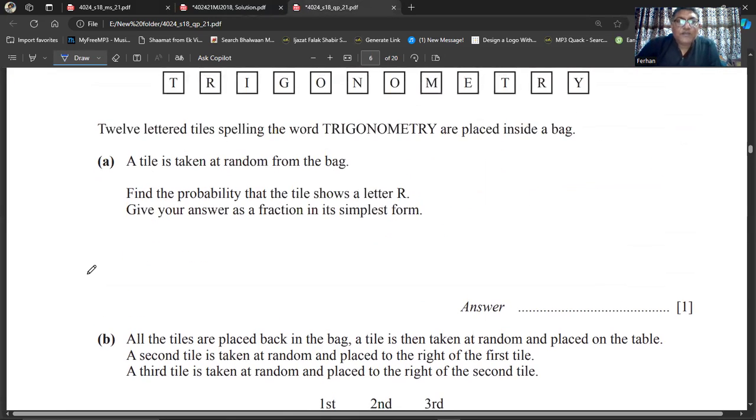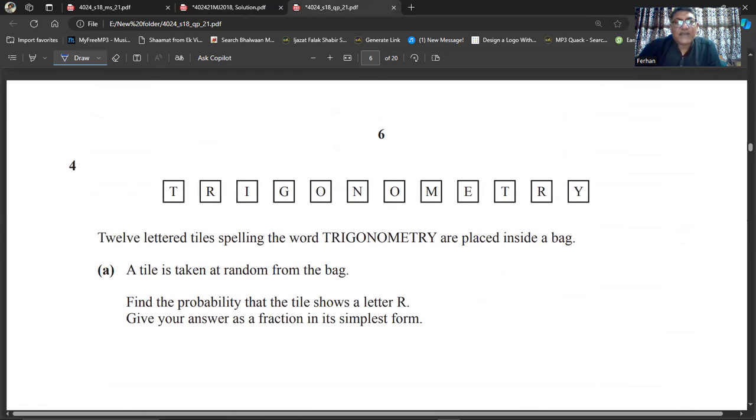Okay, so very simple. The G is how many times? 1 time, so it will be 1 by 12. E is how many times? 1 time, so it will be 1 by 11 because the G is already out. Now the G and E both are out, so the total will become 10. And then I want T. T is 2 times, so 2 by 10.